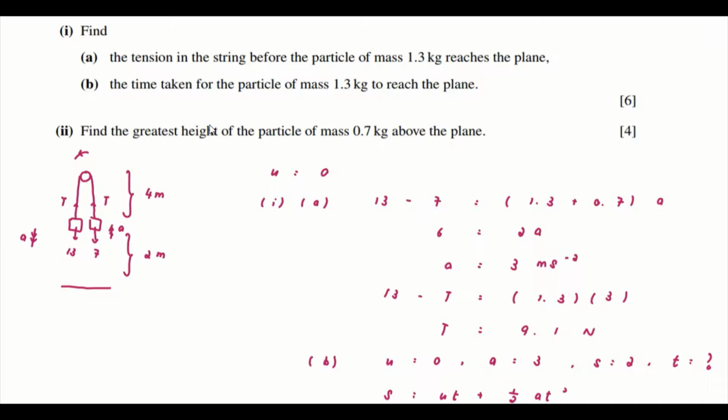Now we look at part 2, which is the one I tried to explain just now. If we do not have the third stage, where the string becomes slack from being taut, then for number 2 you don't need to do anything, because how much particle A moves down is exactly the same as how much particle B moves up. So your answer can be 2 meters, and the question does not need to ask for the greatest height. You get what I mean, right?